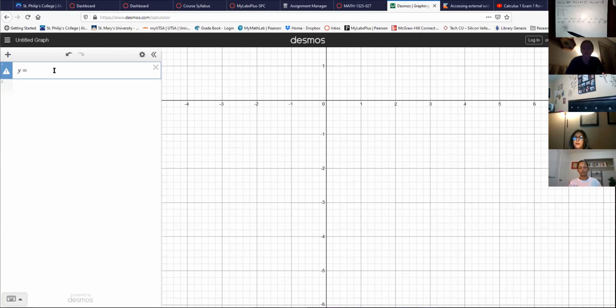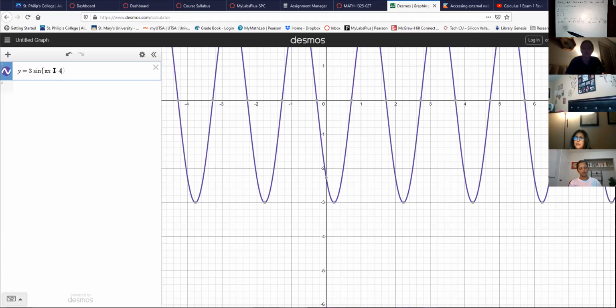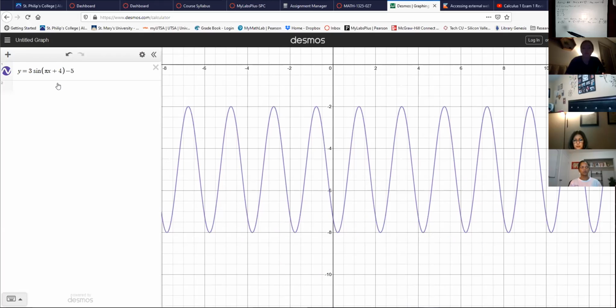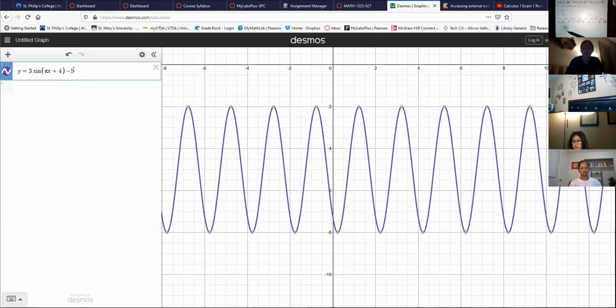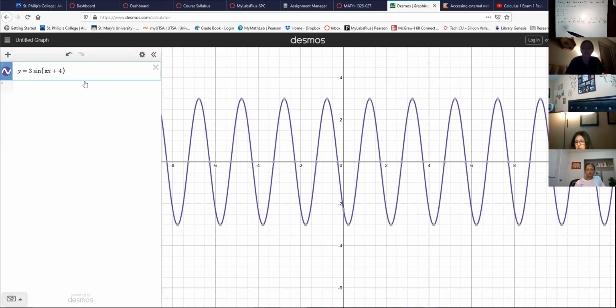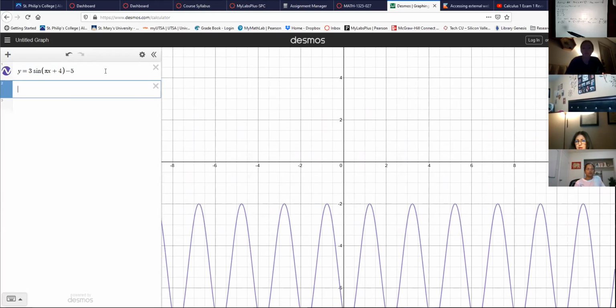So when you do, just type in the equation y equals 3 sine of pi x, plus 4, minus 5. There's my graph. That's it. Nothing else to do. Let's go through what all these pieces did. The 5 shifted it downward by 5 because it's a minus 5. So let's go piece by piece just to get a better grasp of what's going on here.